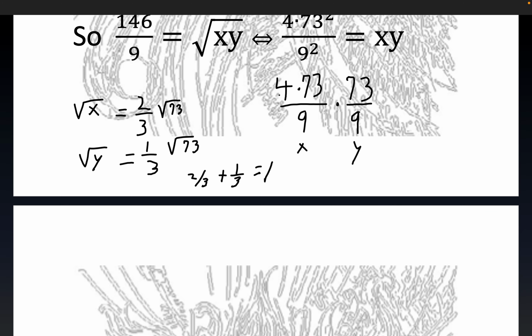So what I have here, folks, is this would be what? 4 times 73 is 292. Isn't it? 4 times 73 is 280 plus 12. That's 292. Okay, so 292 over 9 for x, and then just 73 over 9 for y.